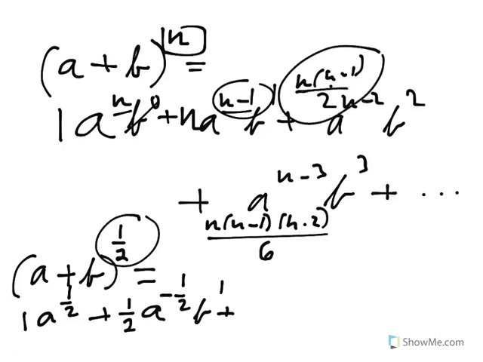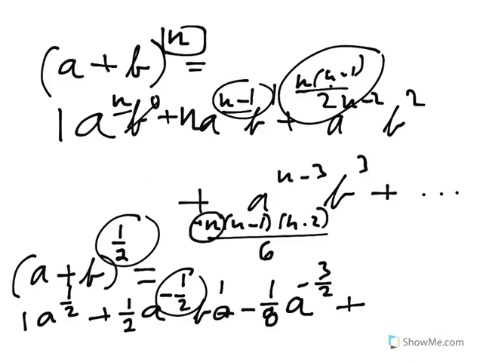Now this expression is a little complicated, n times n minus 1 over 2. So that would be 1/2 times negative 1/2, which is negative 1/4, over 2, which is negative 1/8. You subtract 1 from the exponent to get negative 3 over 2. And for the last term, it would be 1/2 times negative 1/2, which is negative 1/4.